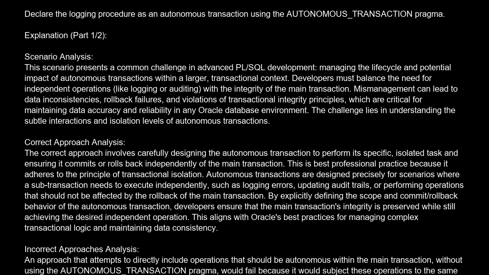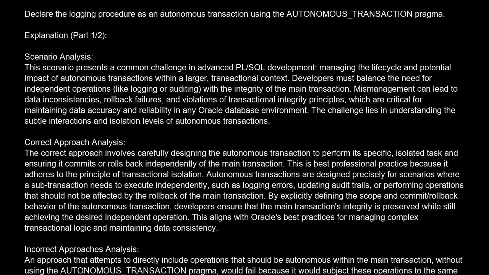Autonomous transactions are designed precisely for scenarios where a subtransaction needs to execute independently, such as logging errors, updating audit trails, or performing operations that should not be affected by the rollback of the main transaction. By explicitly defining the scope and commit/rollback behavior of the autonomous transaction, developers ensure that the main transaction's integrity is preserved while still achieving the desired independent operation. This aligns with Oracle's best practices for managing complex transactional logic and maintaining data consistency.